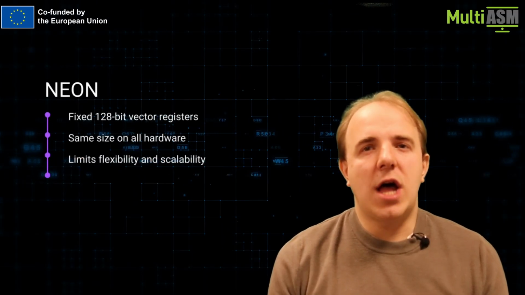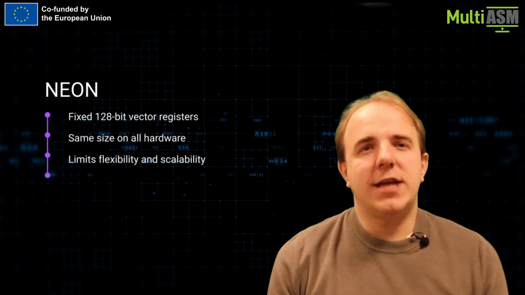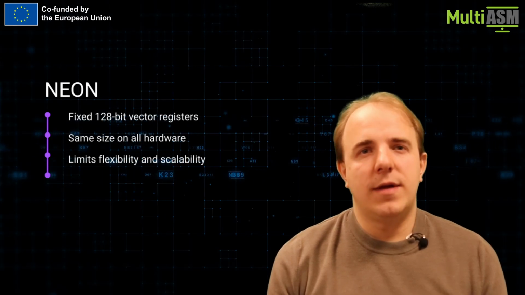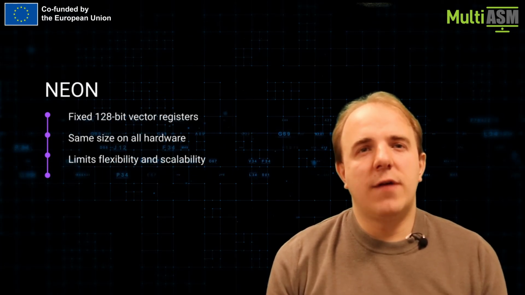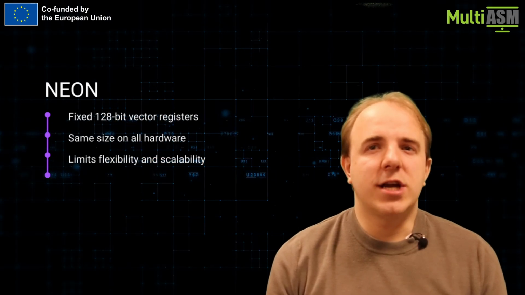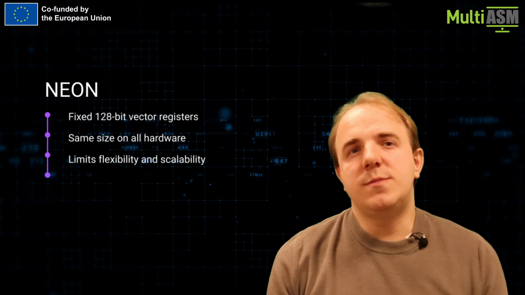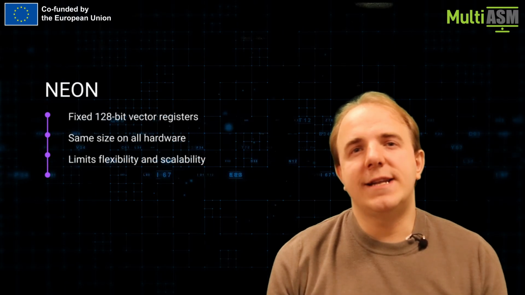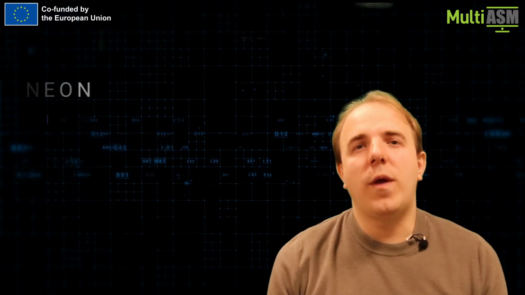In traditional ARM architectures, vectorization is handled using Neon. Neon vector registers are always 128 bits wide. That size never changes regardless of the processor. This means programmers must write code that explicitly fits that fixed width.